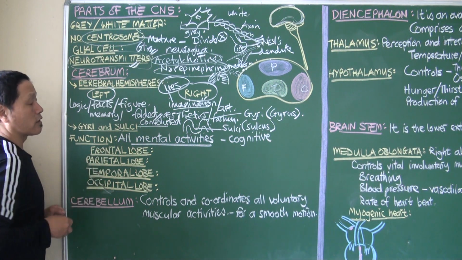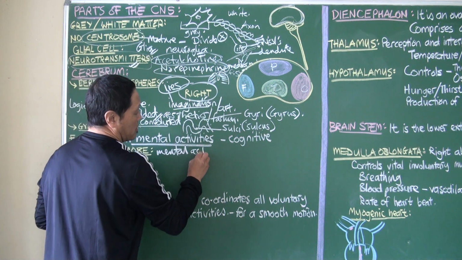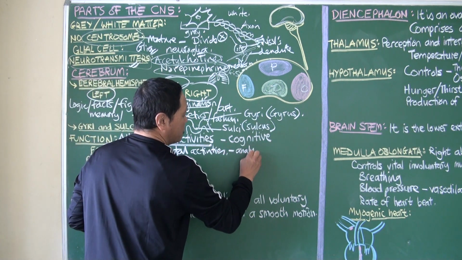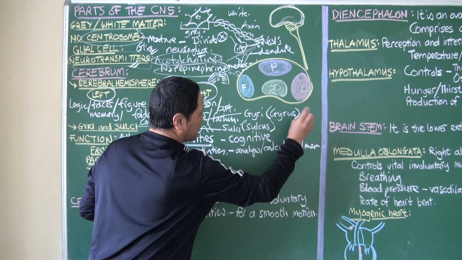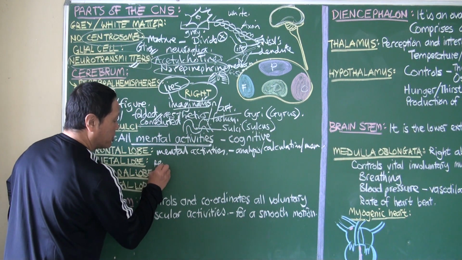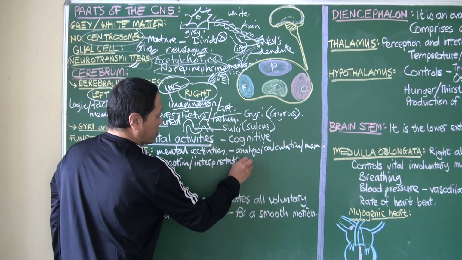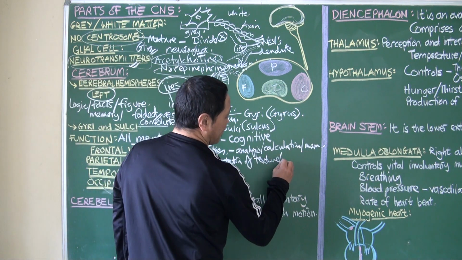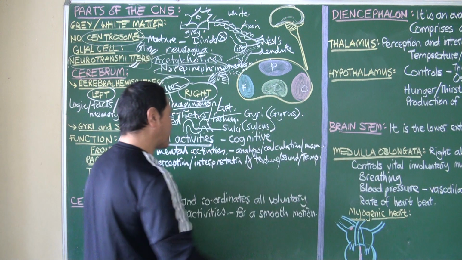We move first to the frontal lobe. It controls your mental activities, meaning analysis, calculations, memory, etc. Parietal lobe has to do with the perception and interpretation of texture, sound, temperature, etc.